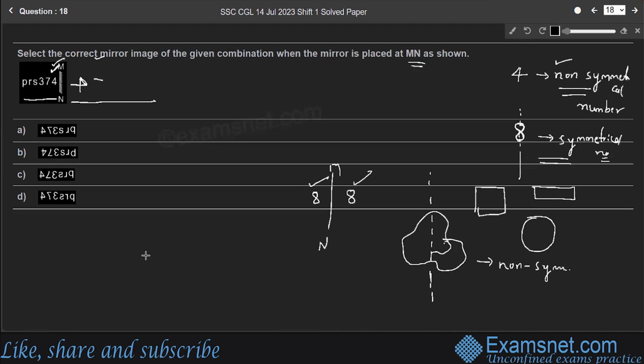Similarly, 7 is also a non-symmetrical number. Its image will be like this. And the image of 3 will be like this. And next to 3, the image of S, then R, then P. All these numbers and letters are non-symmetrical ones, so their images will be like this. So look at the options: 4, 7, 3, S, R, and P. Option D is the answer, which is the mirror image of the given combination.